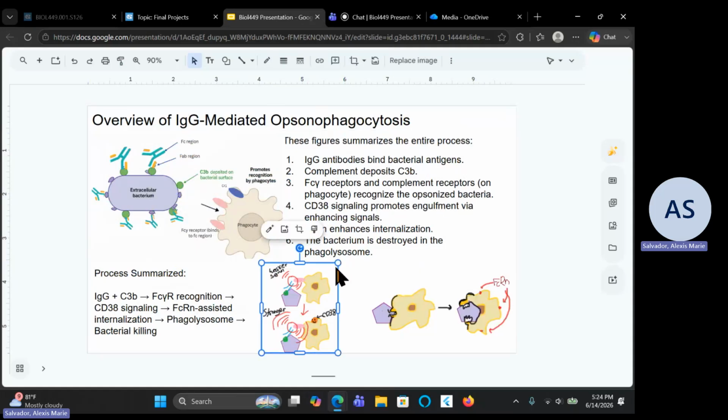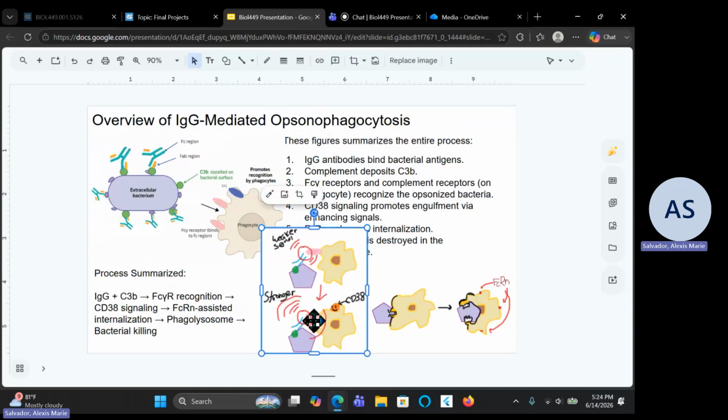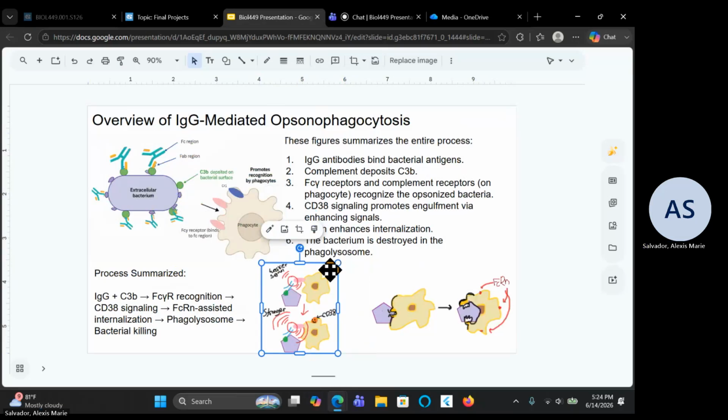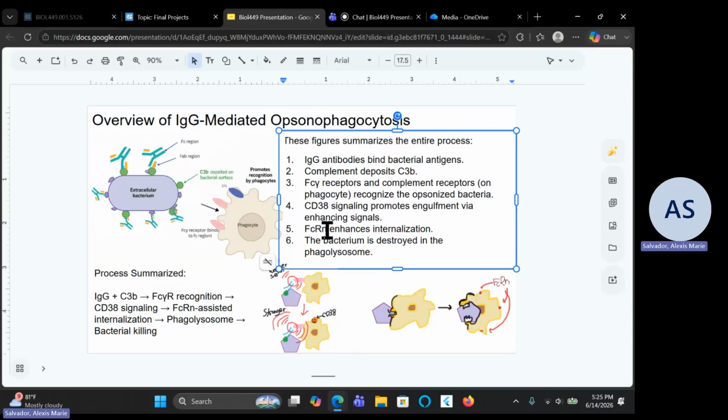enhancing signals. So right here, I drew this because Canva was giving me some issues, so this kind of looks crappy. But after the recognition happens, the engulfment process is going to be enhanced because of the CD38 here. So like this is without CD38. It's giving a weaker engulfment signal, but the signal is enhanced and stronger because the CD38 is here to encourage that, right? And then we'll see here that the neonatal FcRn receptor enhances internalization.